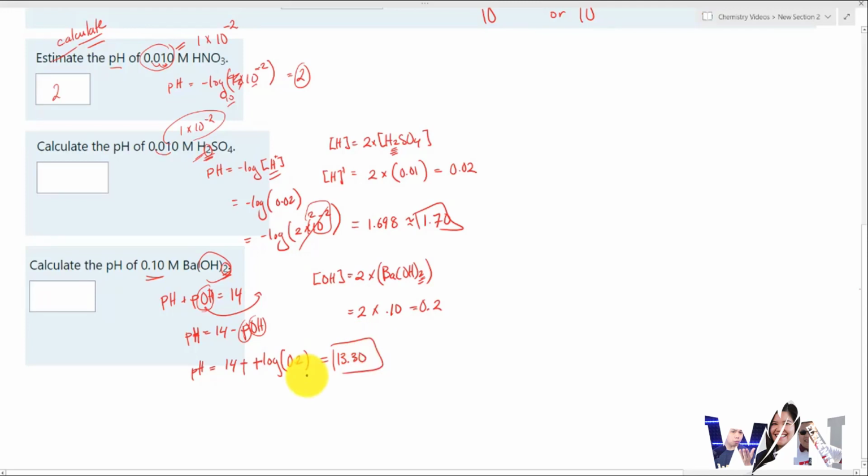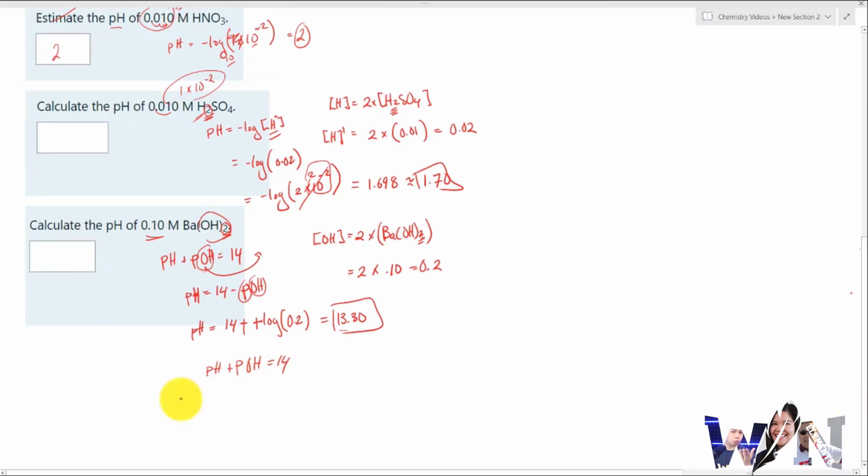Now, how would I calculate the pOH for this? Just to move on a little bit. If I want to solve for the pOH, okay? So we know that this is 14. So in this case, the pOH is what? All you have to do is, again, pH plus pOH equal to 14, okay? Plug this in. 13.30 plus pOH equal to 14. Let's bring this over here. pOH equal to 14 minus 13.30.